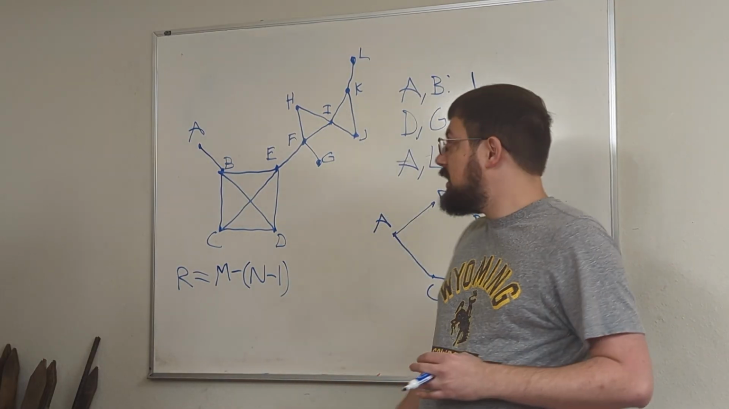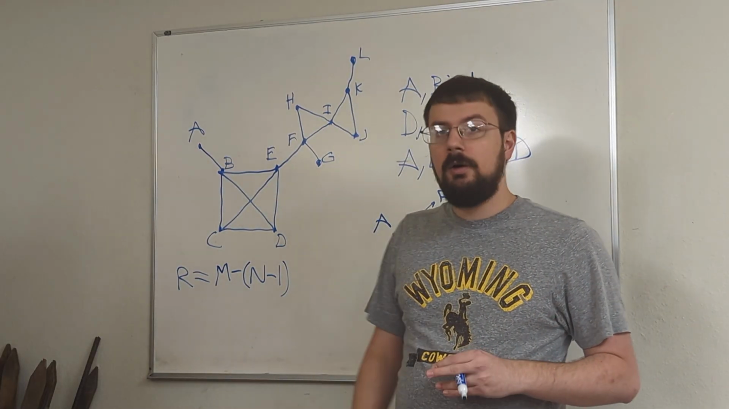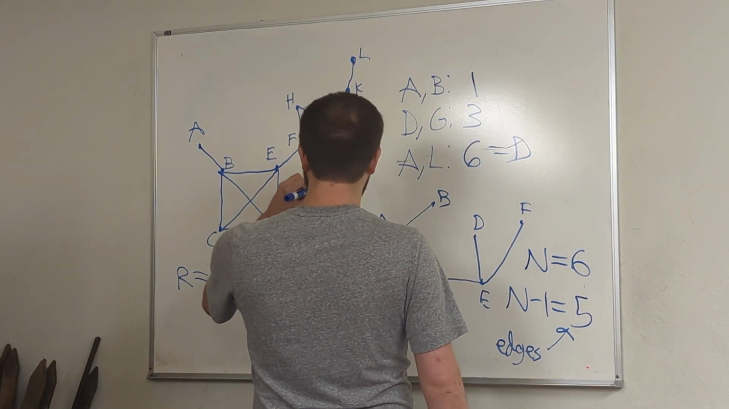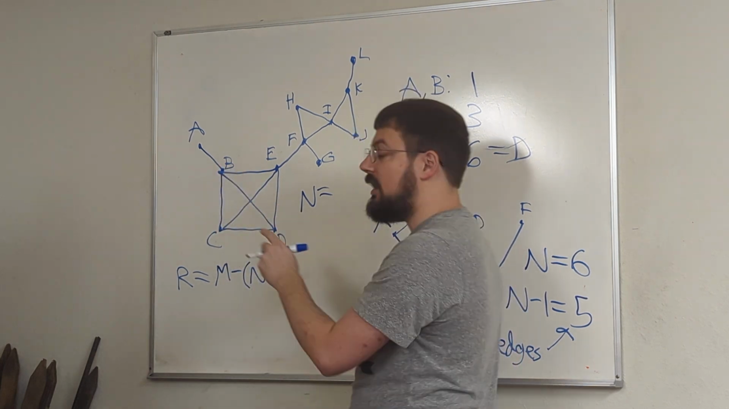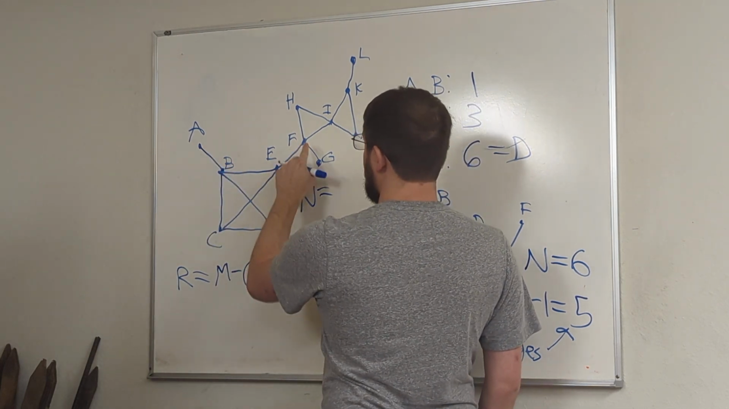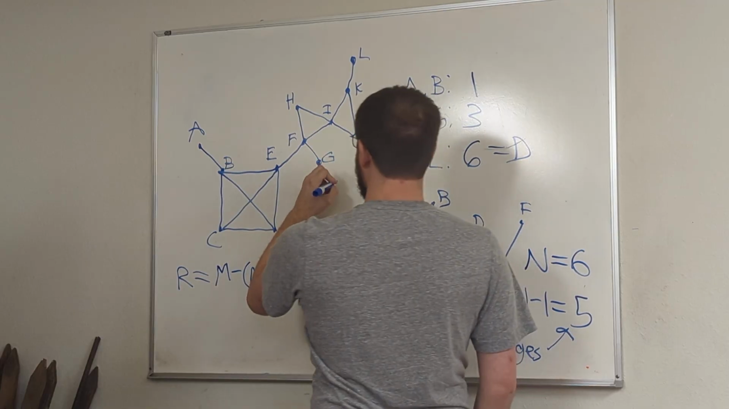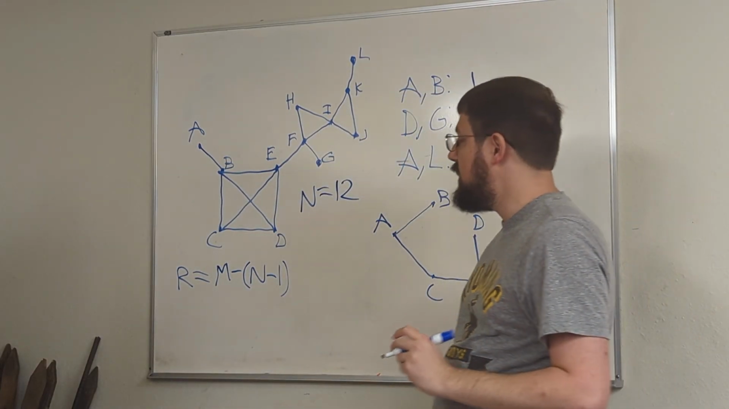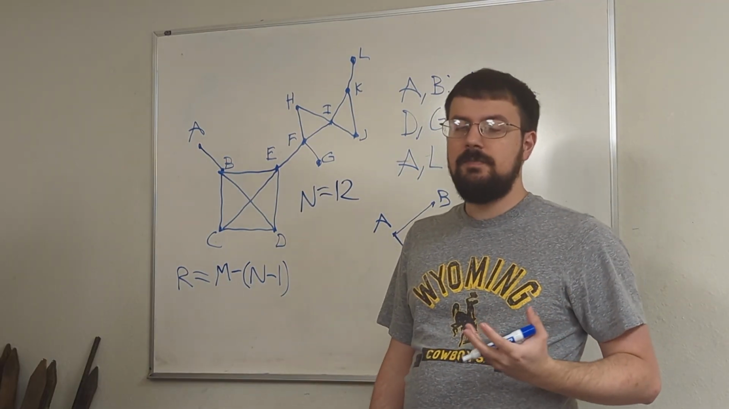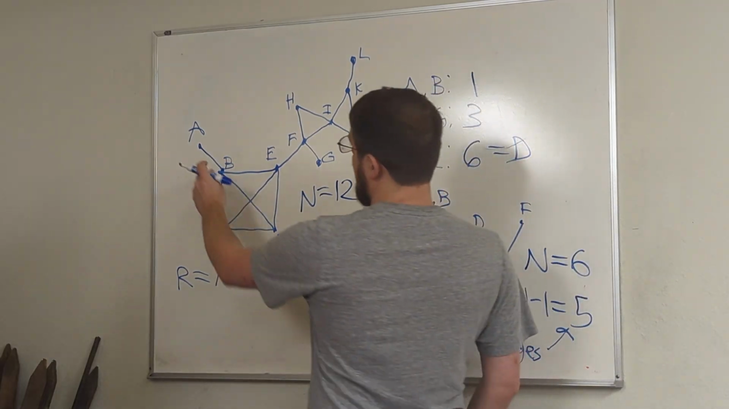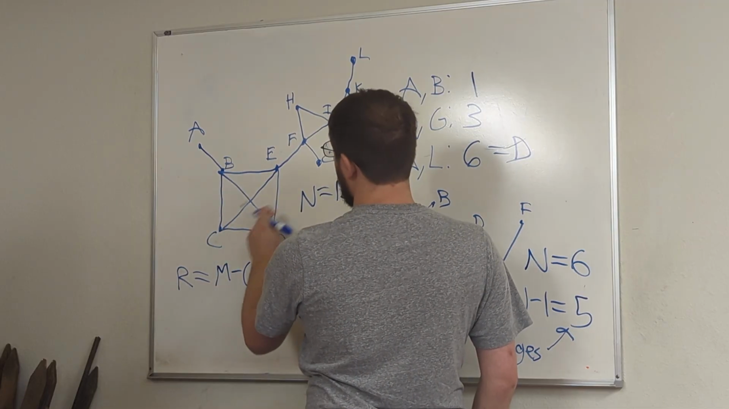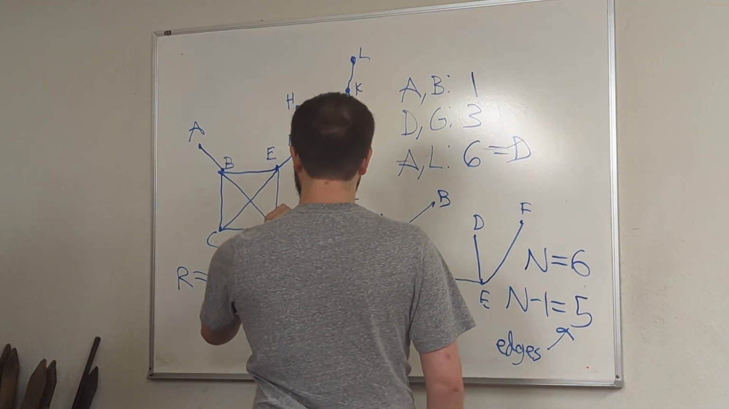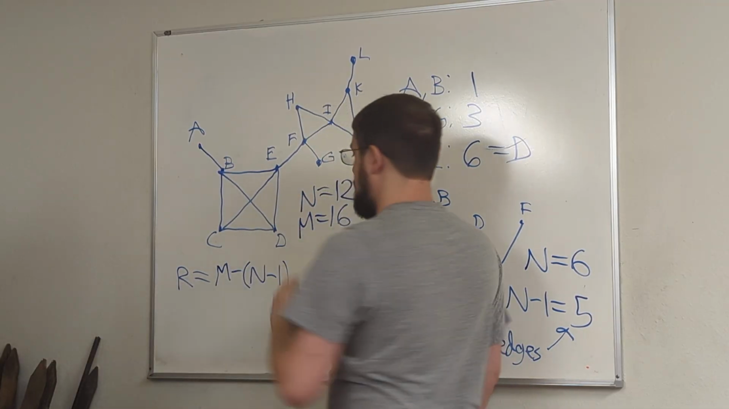Now, if we wanted to figure out the redundancy for this other network that we were looking at before, we would first figure out how many vertices we have. That would be n. So in this case, we have 1, 2, 3, 4, 5, 6, 7, 8, 9, 10, 11, 12 vertices. So n minus 1 is going to be 11. And then we need to figure out how many edges we have. So in this case, we have 1, 2, 3, 4, 5, 6, 7, 8, 9, 10, 11, 12, 13, 14, 15, 16 edges. So we use m for the number of edges.